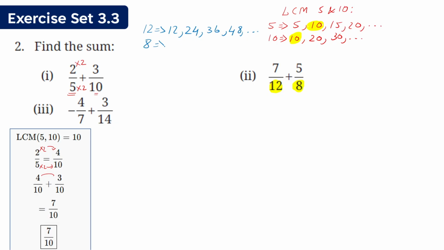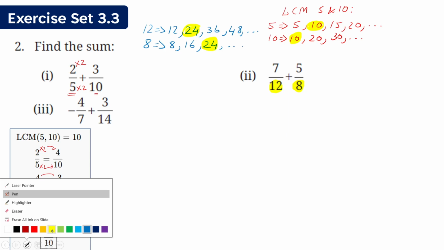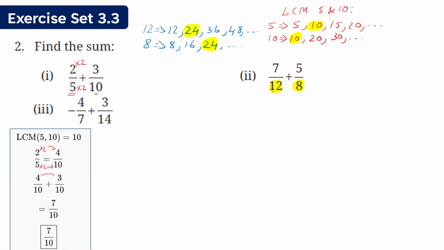Multiples of 8: 8 times 1, 8, 8 times 2, 16, 8 times 3, 24, and so on. So as you could see, there is a least common multiple, which is 24. So 24 is the least common multiple of 12 and 8. So I need to think about what number I should multiply by both of these denominators so that I get a 24. 12 times 2 is 24 and 8 times 3 is 24.